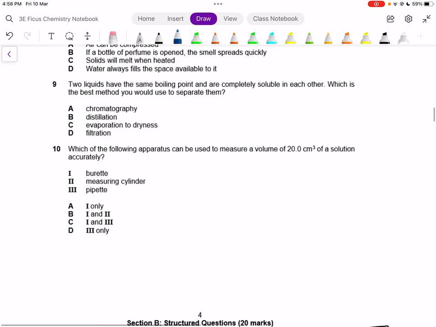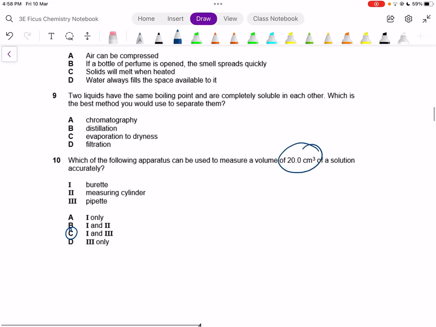Okay, I got a lot giving C. This one is a tricky one. You want to measure 20.0 centimeter cube. So the best is definitely the burette, followed by the pipette. The measuring cylinder is only to the nearest 0.5 centimeter cube, so not so accurate. So 1 and 3.